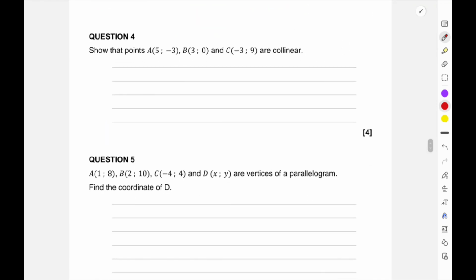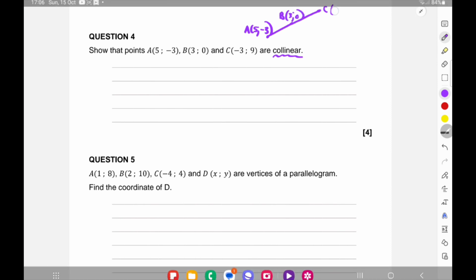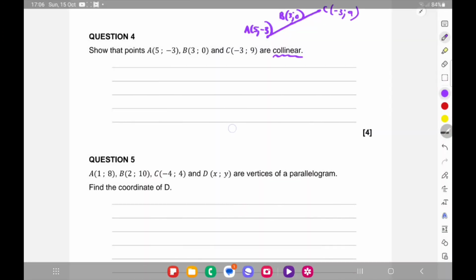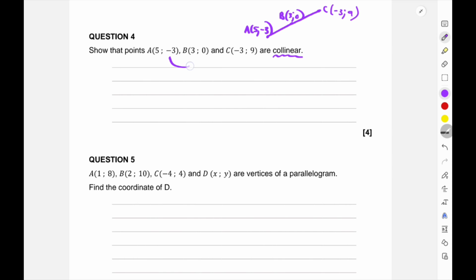Then the next question, collinear. Very important that you know that word. Collinear means that all three coordinates lie on the same line. They all lie on the same straight line. So what that means is that they all share the same gradient. Remember, if they're all on the same line, they will all have the same gradient.